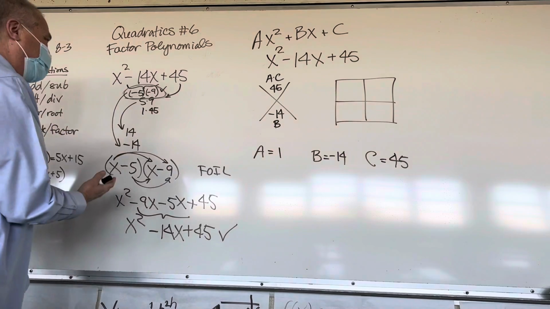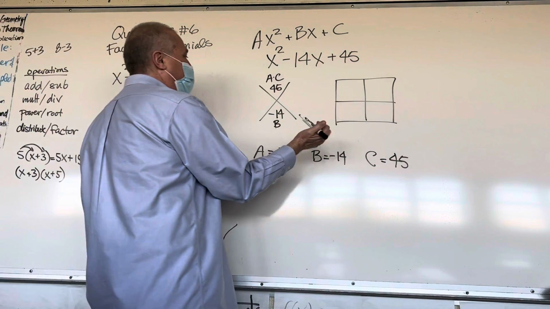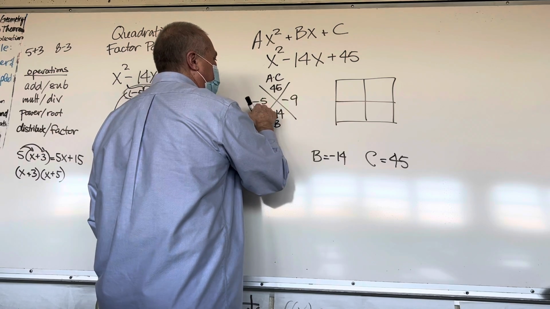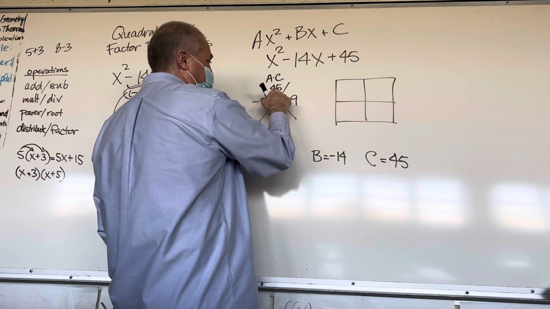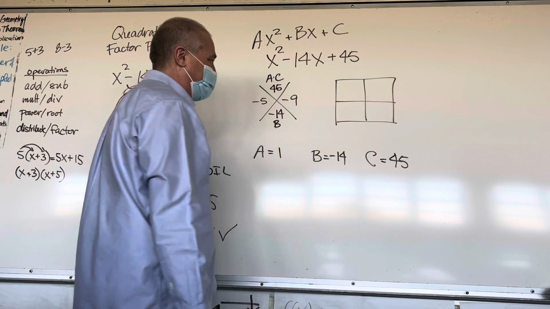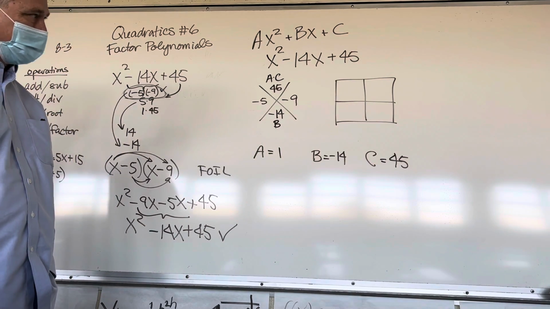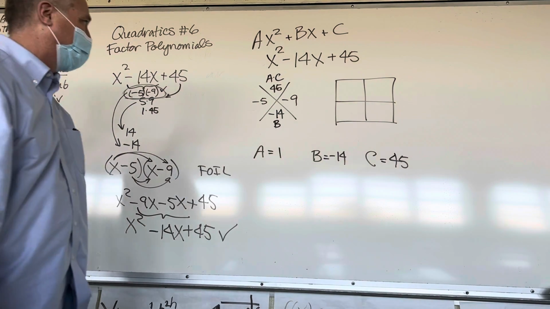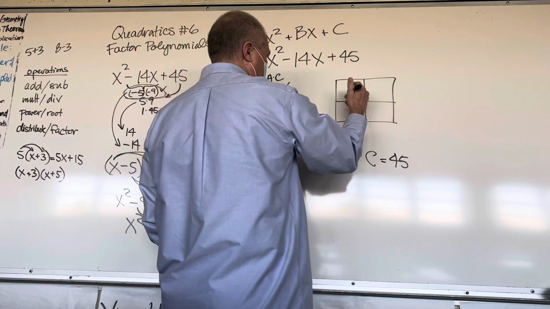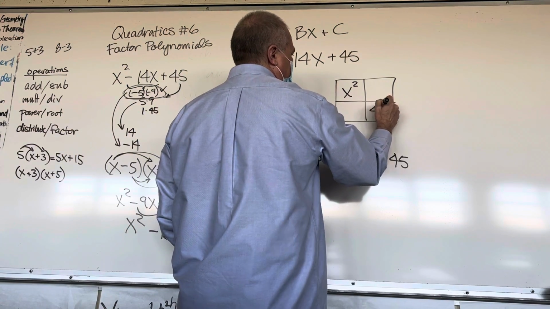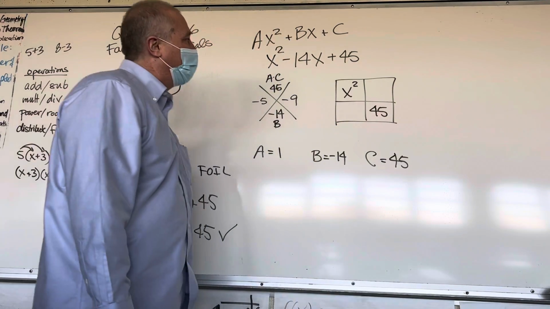And we know it now because we've solved it. But if we went through this before, we would put something like a negative 5 here and a negative 9 here, because when you multiply them, we get this number, and when you add them, you get this number. So now we've got everything mapped out. The matrix starts with the x squared here, and the 45 here. And now it's just a matter of mapping out what goes where.